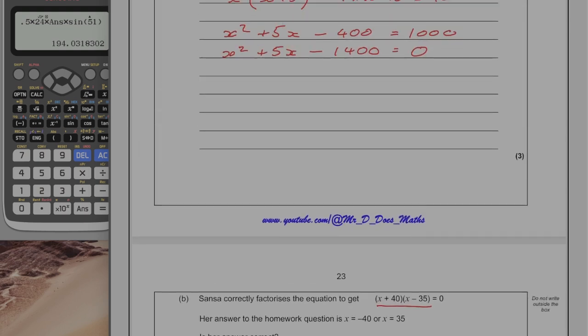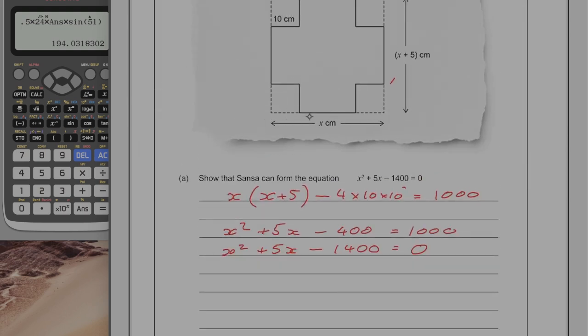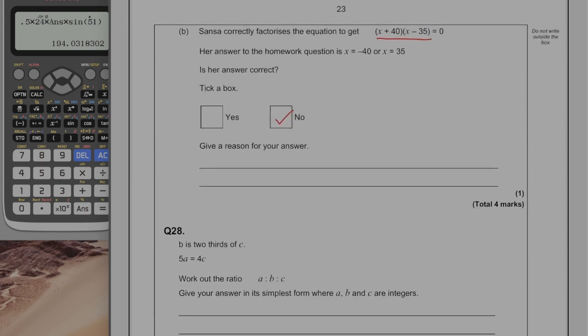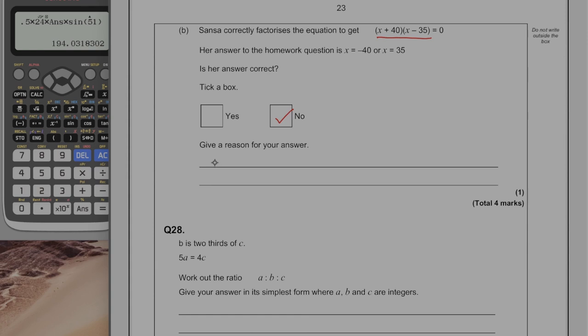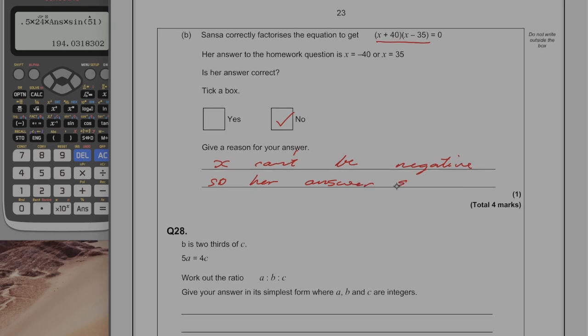The reason being, if this length is x, it's a length. We can't have a negative length. So x can't be a negative value. So our answer should just be 35.